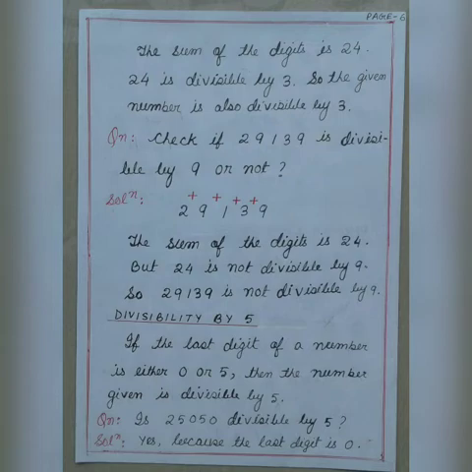Next is divisibility by 5. If the last digit of a number is either 0 or 5, then the number given is divisible by 5. Is 25050 divisible by 5? Yes, because the last digit of the number 25050 is 0.